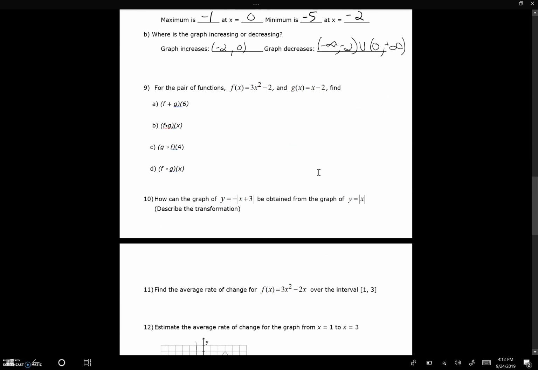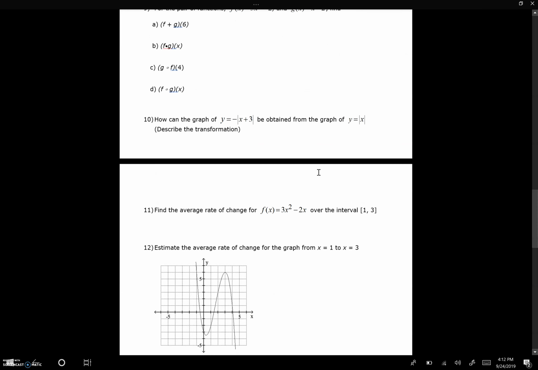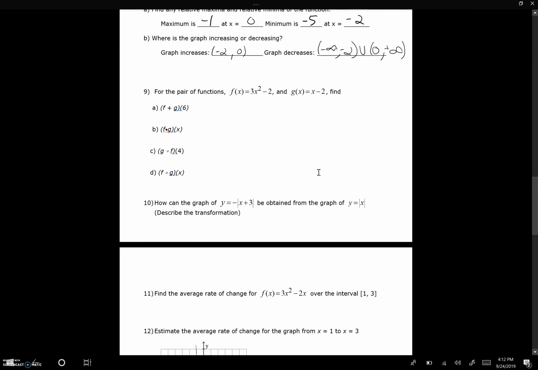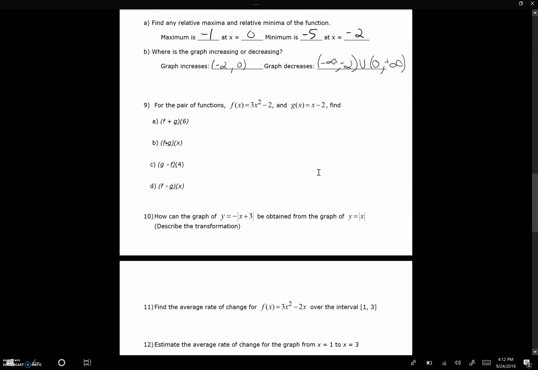For the pair of functions here, we need to do... I wonder if I should just make a video for composition. I'll just do it on this one and then stop after this one. And then we'll do transformations.